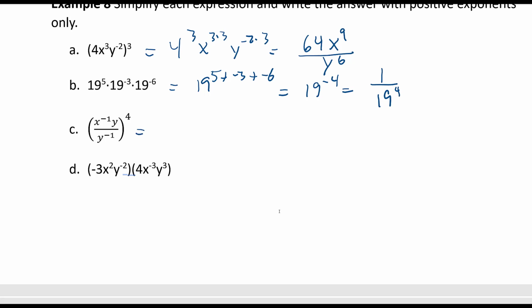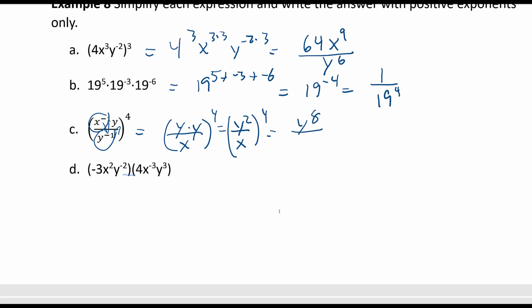Okay, what do we have here? I might clean this up before I do the power. So I could bring this down and bring this up. So we have y times y on top over x on bottom to the 4th power. So it's y squared over x to the 4th. So we have y to the 8th over x to the 4th.